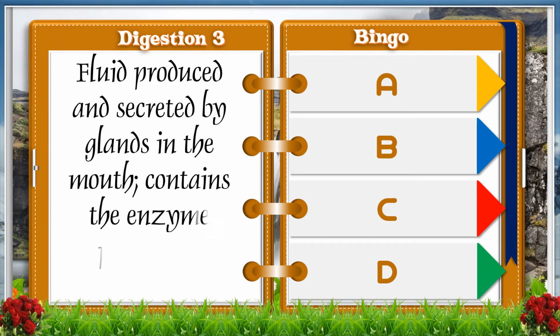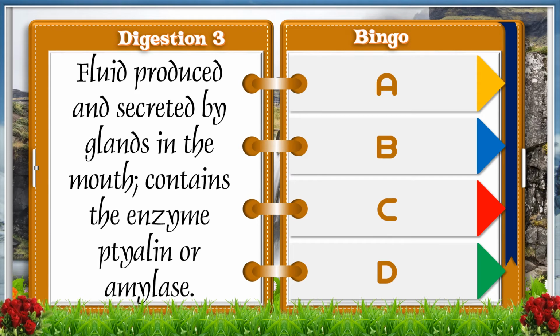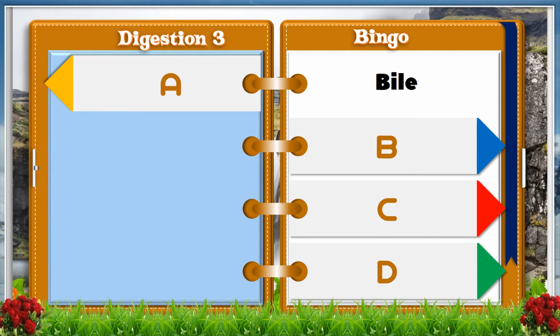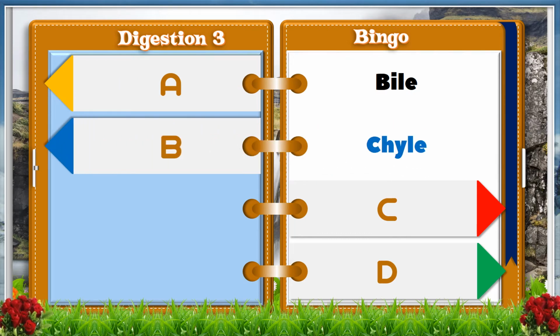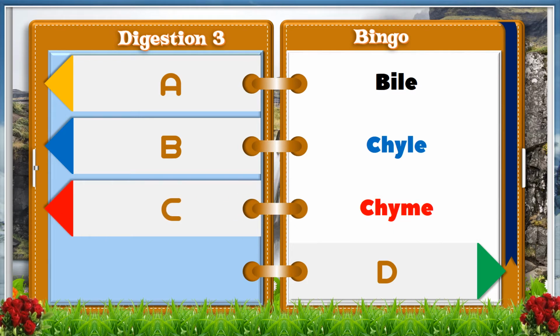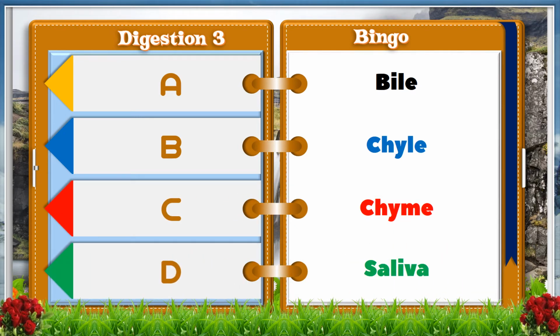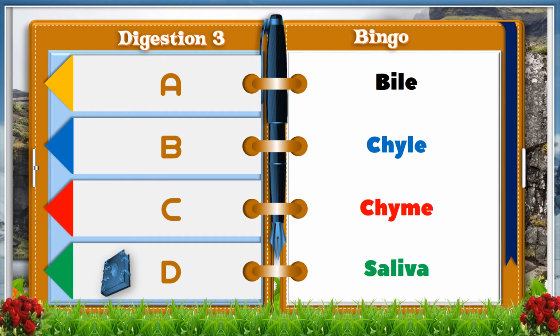Fluid produced and secreted by glands in the mouth contains the enzyme ptyalin or amylase. A. Bile. B. Chyle. C. Chyme. D. Saliva. And the answer is D. Saliva.